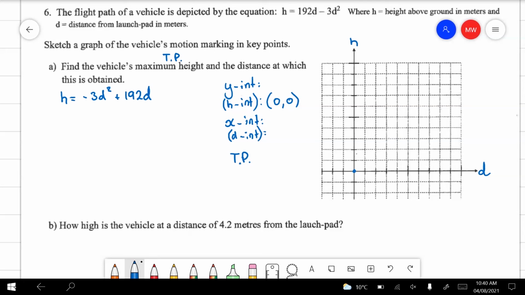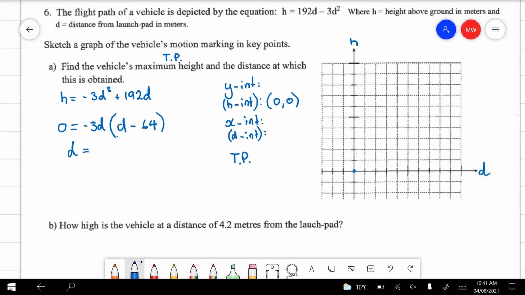Next, I might find my x-intercepts like I normally do, so I am going to factorize this using the null factor method. So when h is 0, factorize this, I'll take minus 3 d groups of d outside of d plus 64. Sorry, that's minus 64. Because minus 3d's times minus 64 makes positive 192 groups of d.